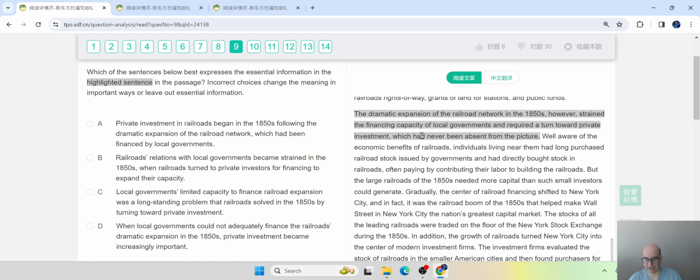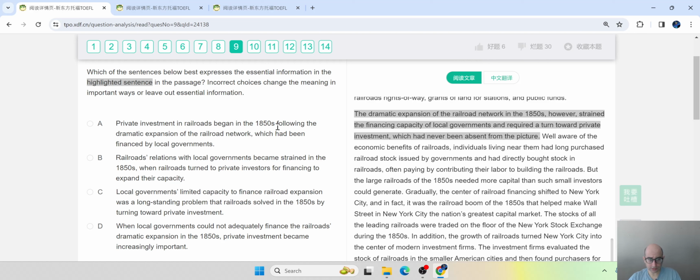Okay. Had never been absent from the picture. Now this is a tricky one. They actually applied an expression here. So which had never been absent from the picture has nothing to do with pictures or paintings or photos or anything like that. They're basically saying that private investment was really important here. Basically, it was essential. Okay.